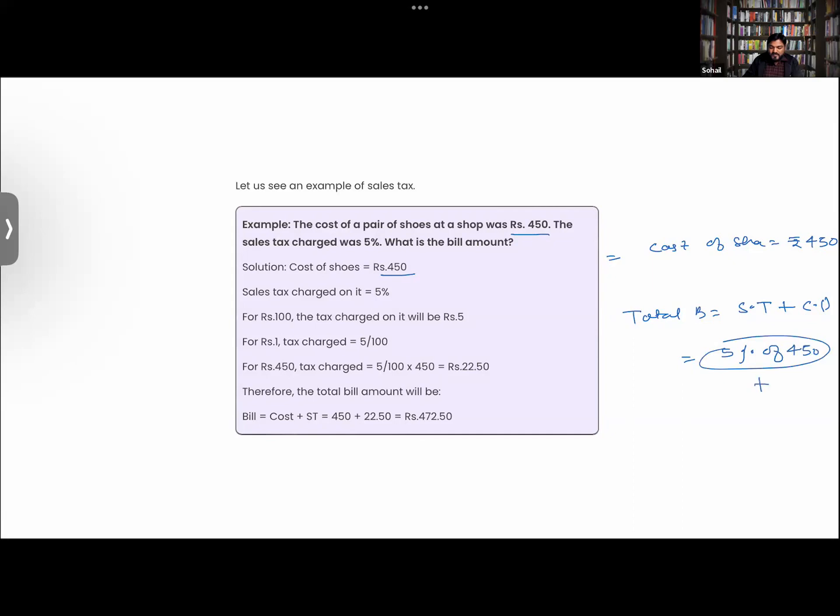5% of 450 plus the cost price. So that will be 5 upon 100 times 450 plus 450. That gives you how much? Quickly, do let me know. 22.5 plus 450. Yes, sir. Okay, now that is 472.50 rupees. Okay, now. So hope that clears the doubt.